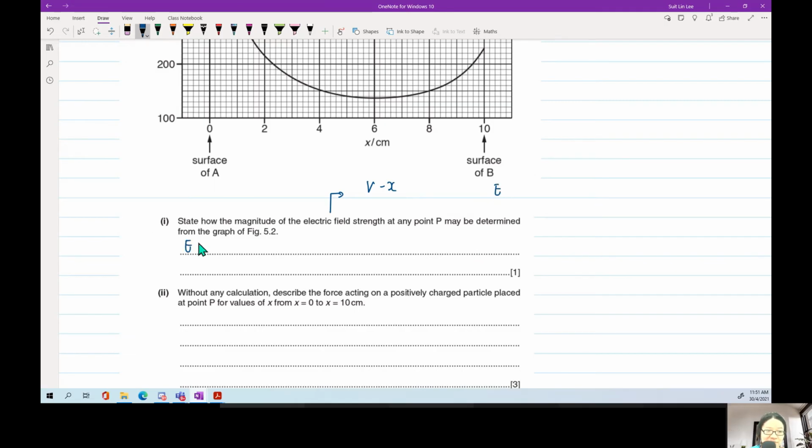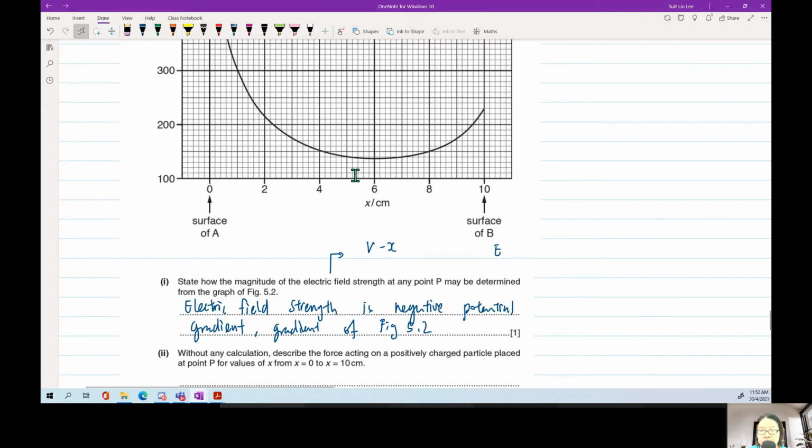So the electric field strength is negative potential gradient, which is the gradient of figure 5.2.